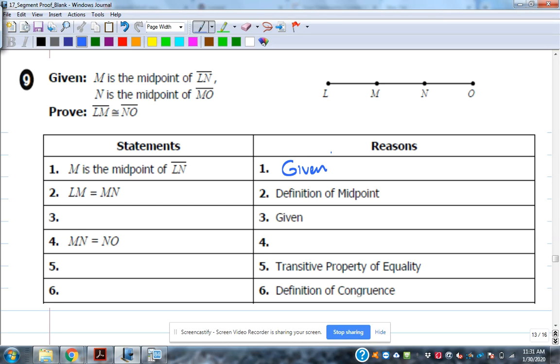All right. And here they're only using part of the given. They're using the top part, M is the midpoint of LN. And then number 2 says LM is equal to MN by definition of midpoint. Number 3 is the second part of the given. N is the midpoint of MO.